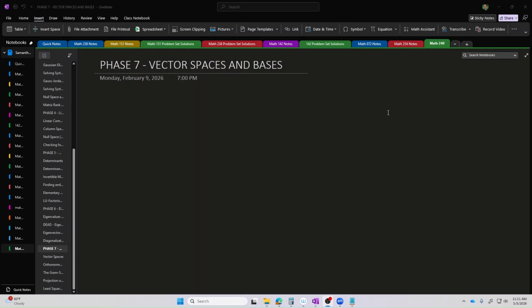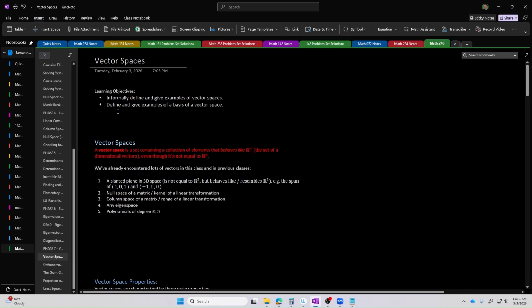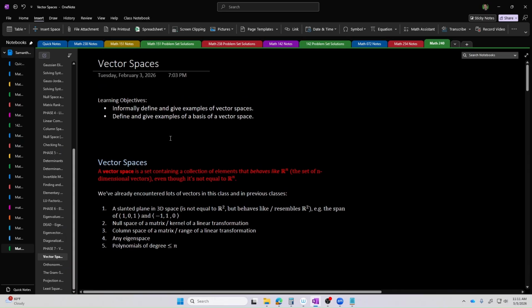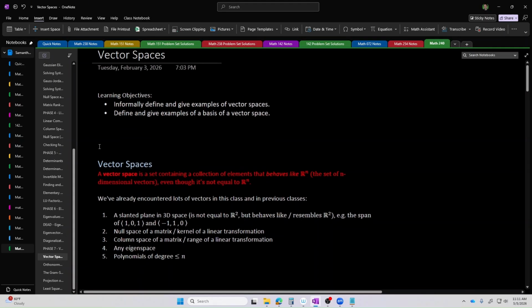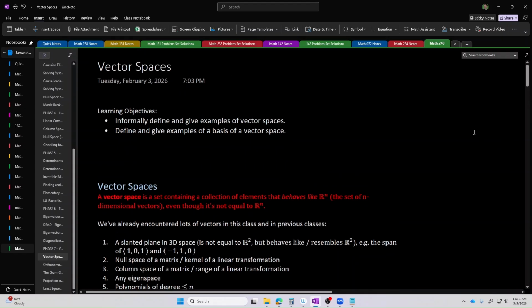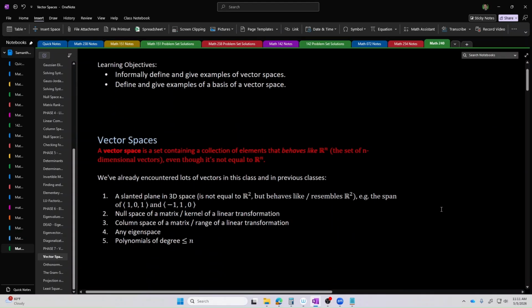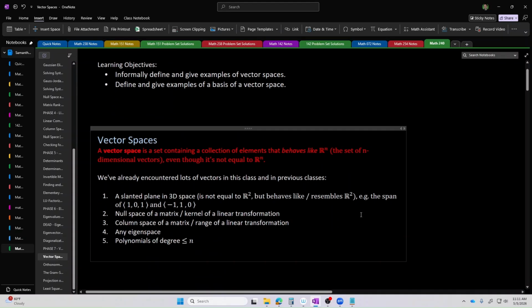We are going to begin the final chapter of the course. And as we begin to talk about vector spaces and talk about a basis for a vector space, this is not actually a new concept. We've actually, without realizing it, encountered vector spaces several times already over the course of this class.